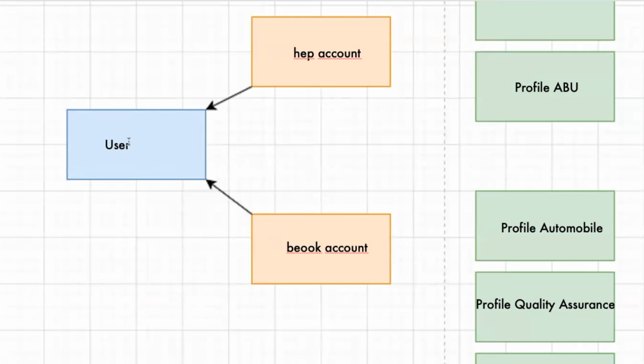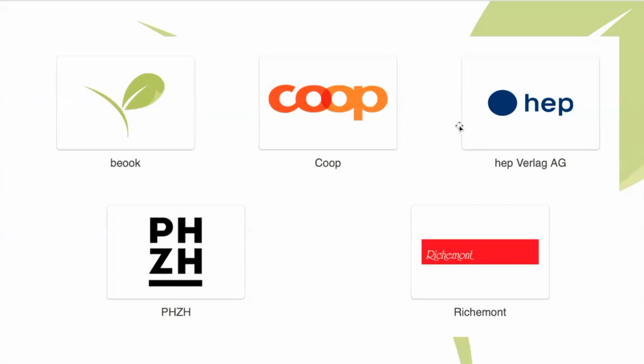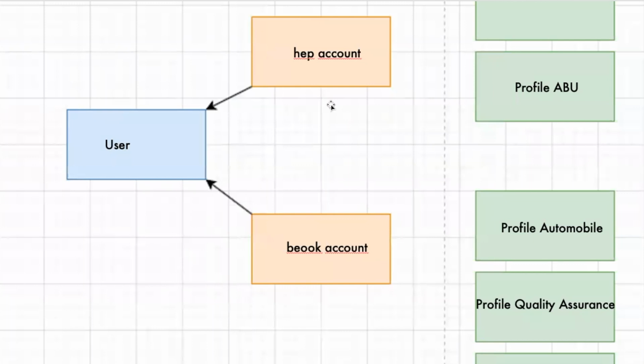A user can be linked to several accounts from different providers. Different providers use beook. You'll find a list here, such as Heb Verlag, Coop, and Rishmo, for example. All other providers that are not listed separately in this overview can be found under the provider beook. If you now have acquired ebooks from Heb Verlag as well as ebooks from beook or from a provider under beook, then you have several accounts, a Heb account and a beook account. You can link both of these to the same user, but it is not possible to link two accounts from the same provider, so you could not link two accounts from beook, for example, to the same user.